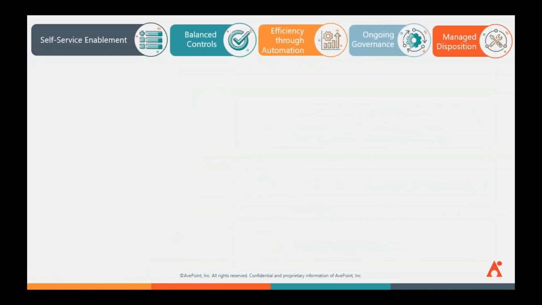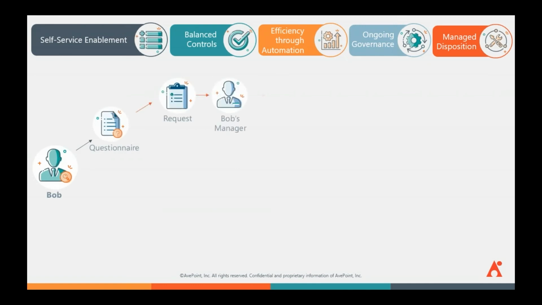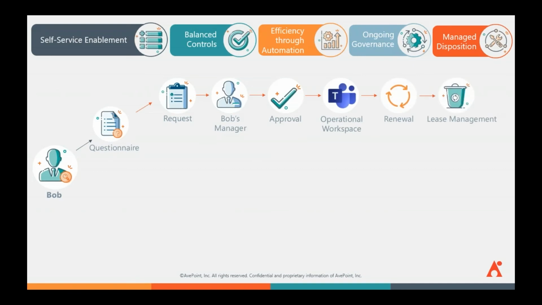So what does it typically look like? I'm going to explain it through a diagram first, and then we'll go into the live interface. So we have Bob. Now Bob could fill in a questionnaire. That would go through a request, and then Bob's manager would approve that operational workspace, and we can automatically have things such as a renewal as well as a lease around that.